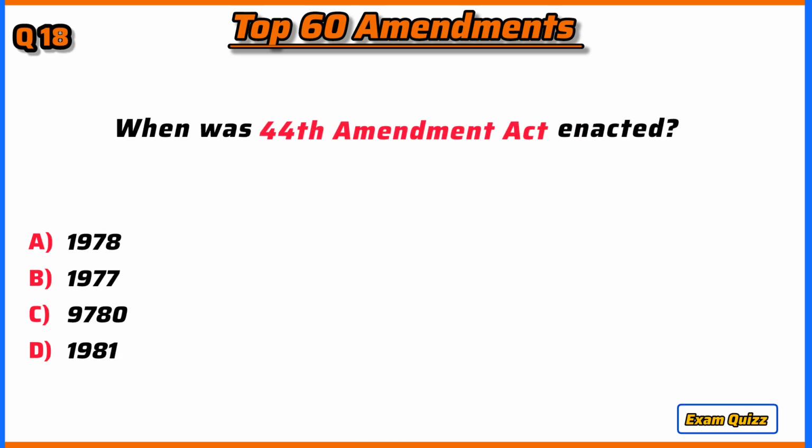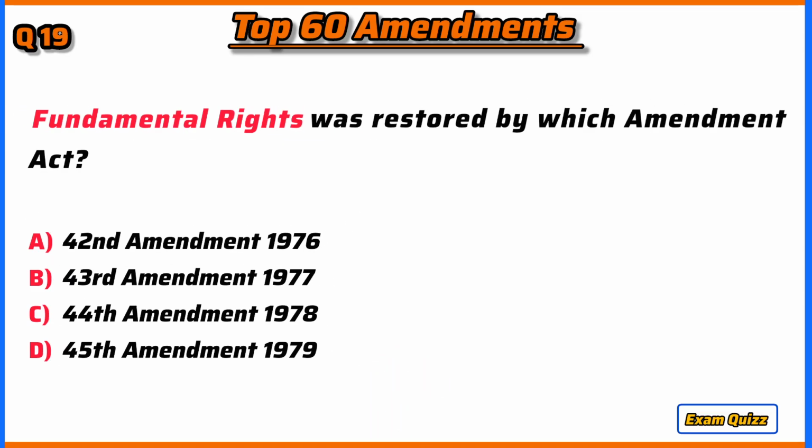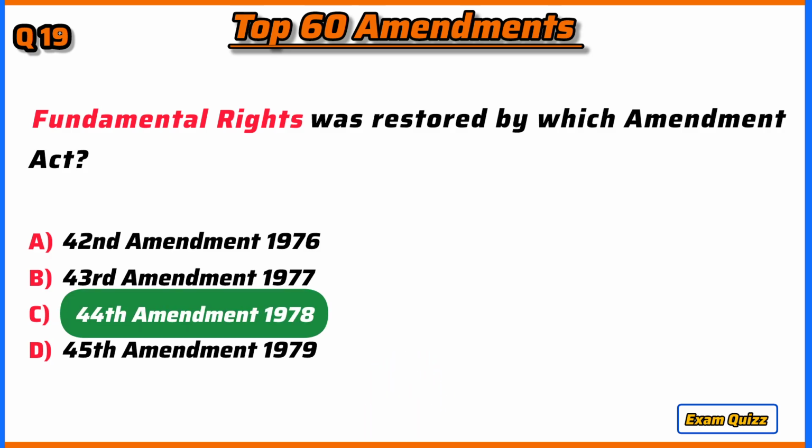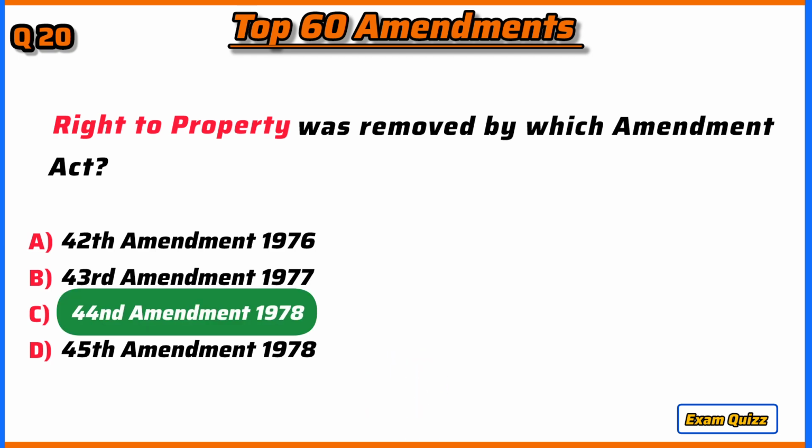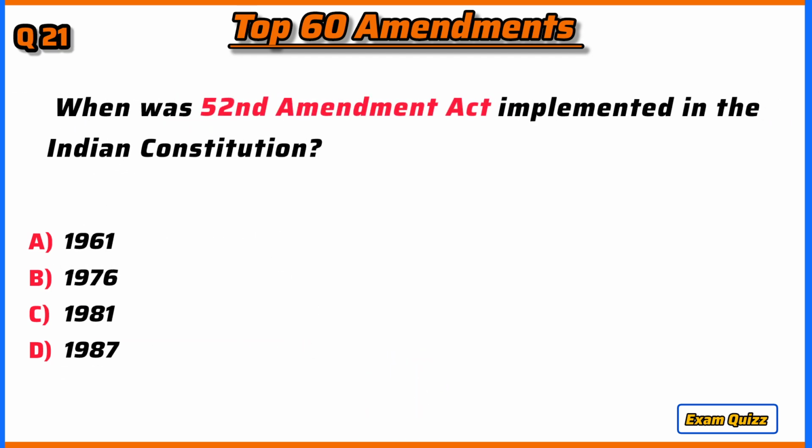When was the 44th Amendment Act enacted? Fundamental rights were restored by which Amendment Act? Right to property was removed by which Amendment Act? When was the 52nd Amendment Act implemented in the Indian Constitution?